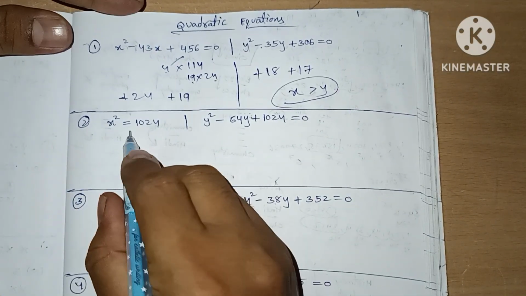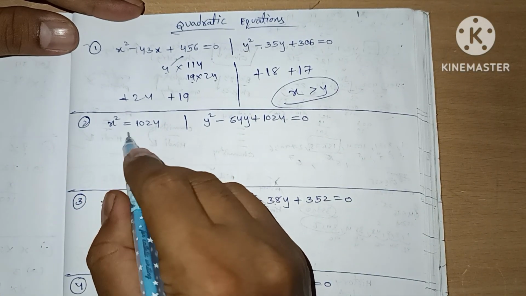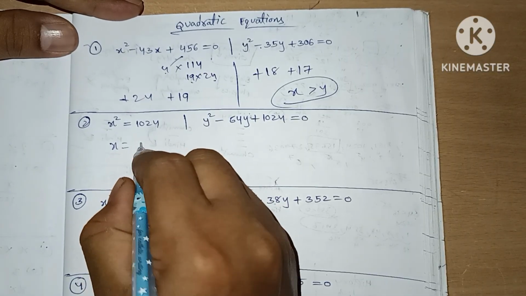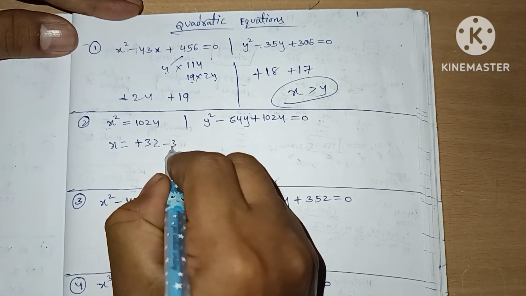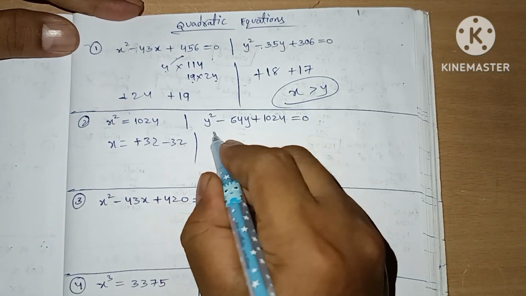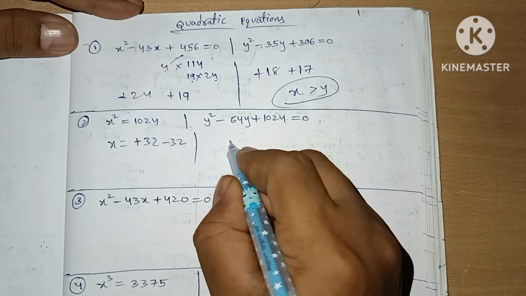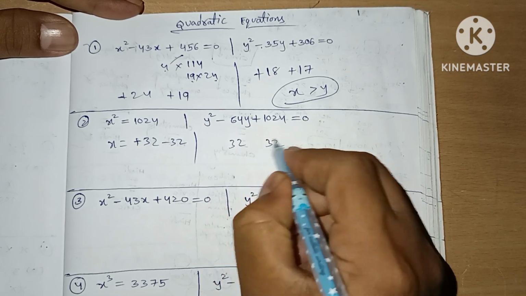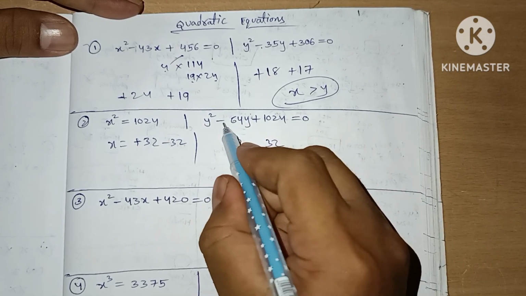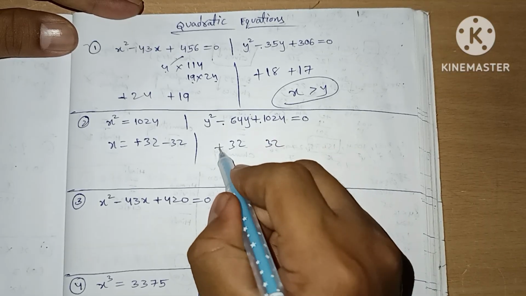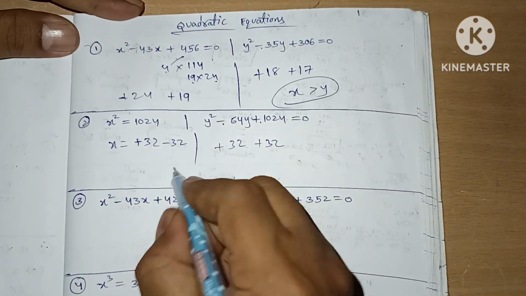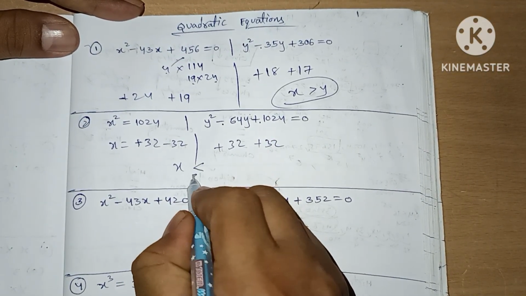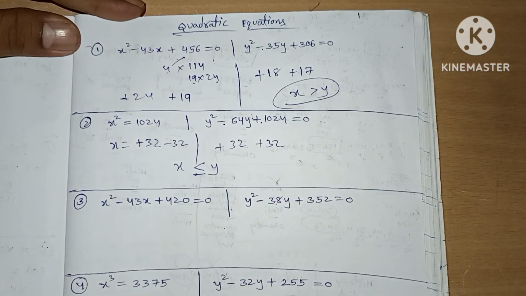Next, here it is 1024. X square value is 1024. So x value will be plus 32, minus 32. 1024 means 32 times 32 will be 1024. Minus and plus means these are positive. Now by comparing these two, it is clear that x is lesser than or equal to y.